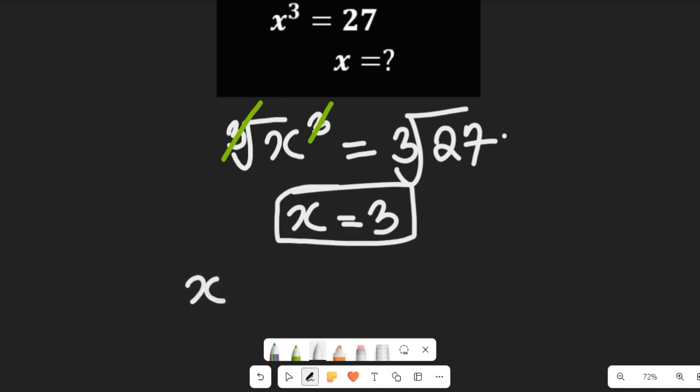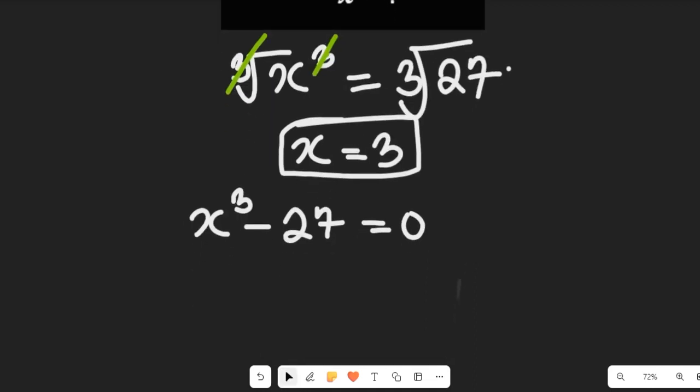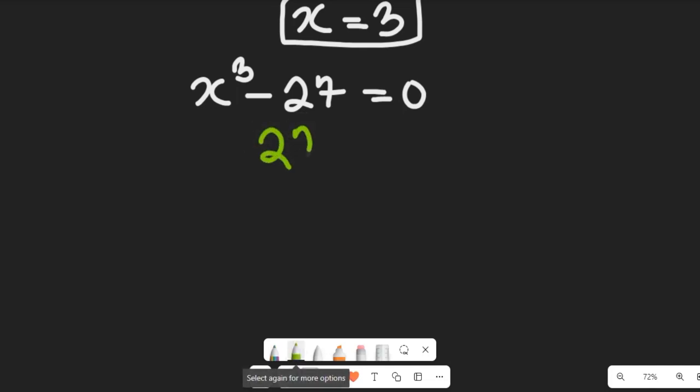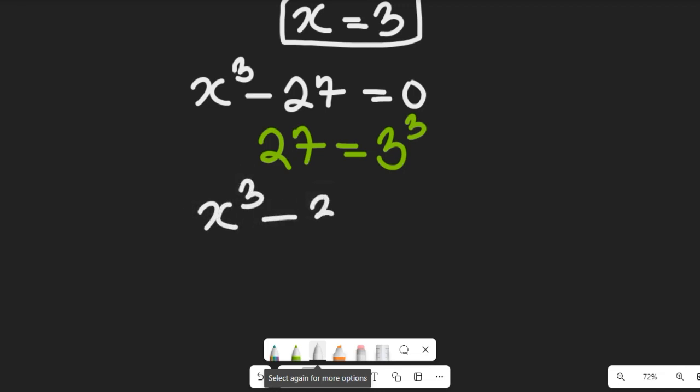So we'll have x to the power of 3 minus 27, and this will be equal to 0. Now recall that 27 can be equal to 3 to the power of 3, right? So that expression will now become x to the power of 3 minus 3 to the power of 3, and this will be equal to 0.